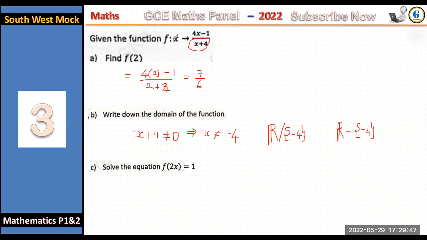So f of 2x just means in this function here, we are going to replace x or substitute x by 2x. So this f of 2x should be equal to 4 into 2x.